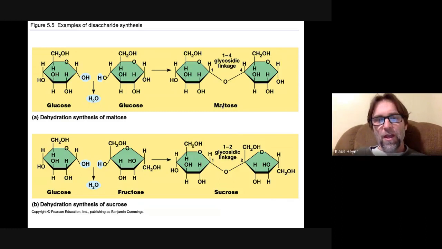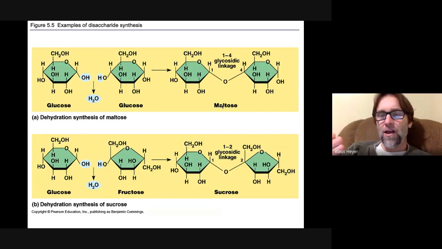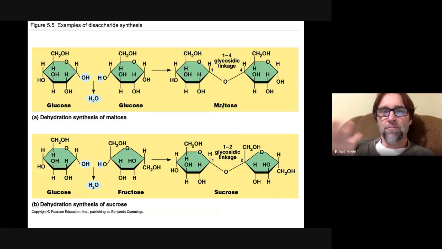So glucose and galactose will make lactose. So we've got now 3 disaccharides: lactose, maltose, sucrose. Lactose, milk sugar. You've heard of that before. Maltose, malt liquor. Sucrose, regular table sugar. They're all disaccharides.